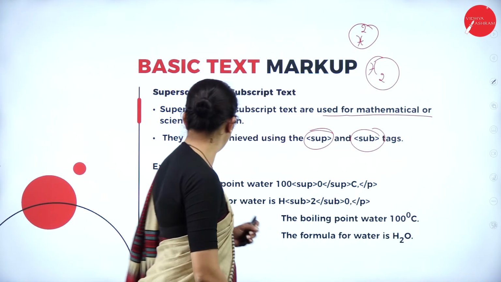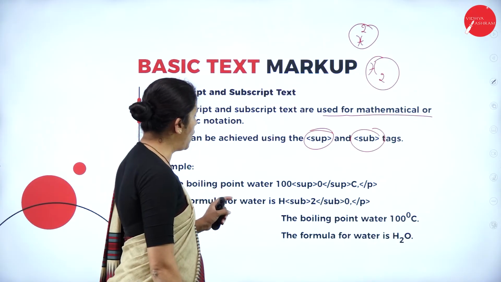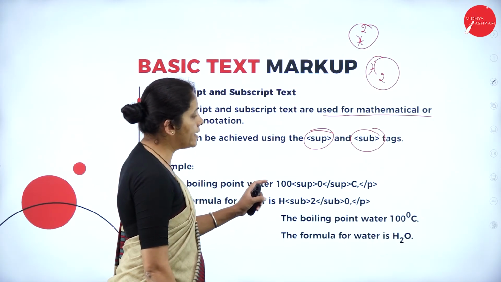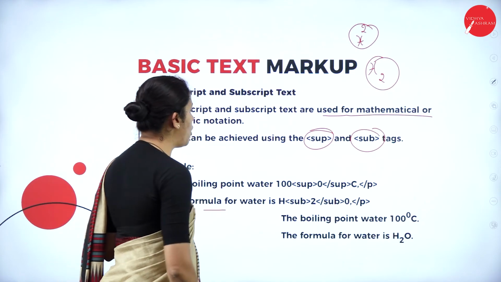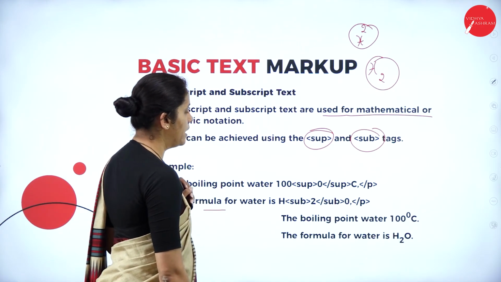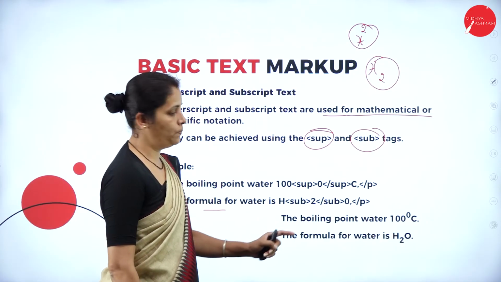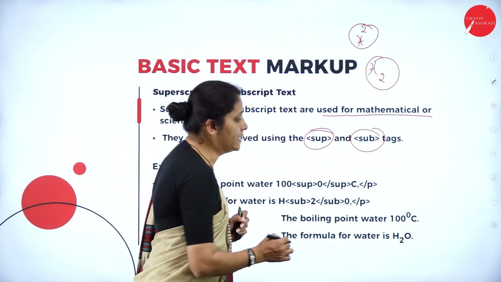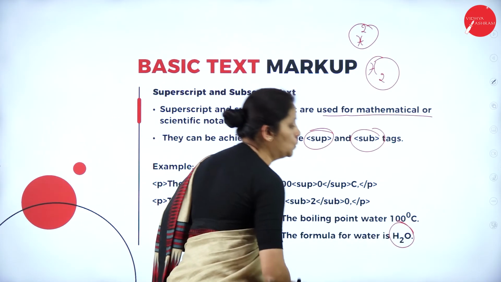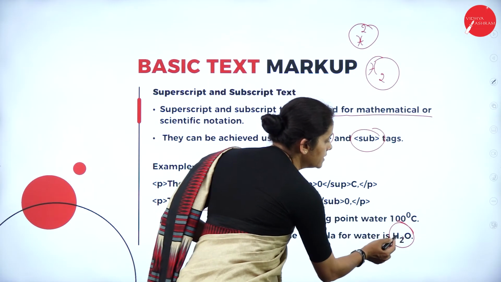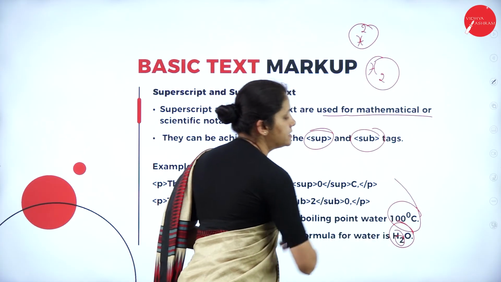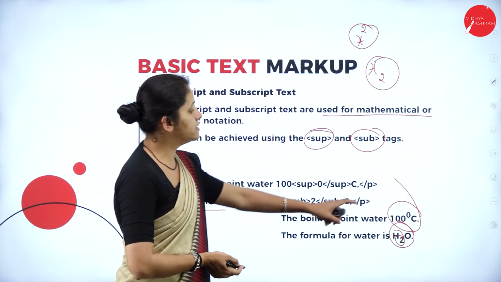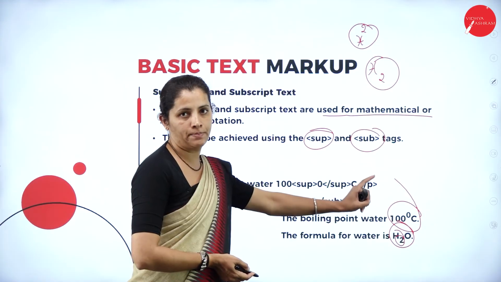See here, the boiling point of water is 100 degree Celsius. The formula for water is H2O. Now let's see how to write subscript, that is H2O. So here 2 is nothing but the subscript, whereas 100 degrees Celsius, this is nothing but the superscript.